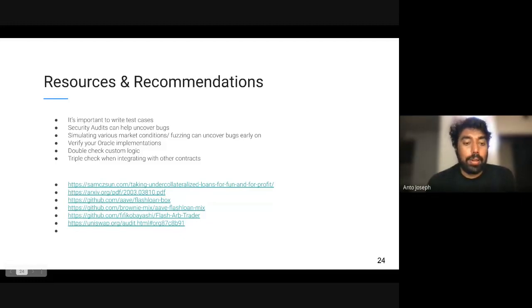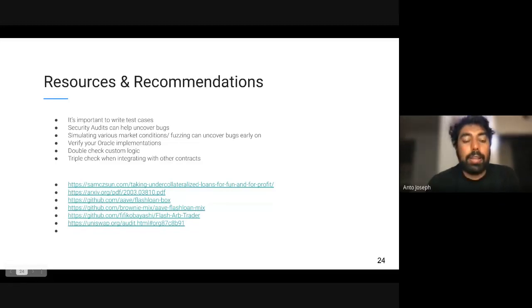We should also verify our Oracle implementations. If you were to just grab your price feed from some on-chain DEXs without any verification of that price feed, it is very likely that the price feed can be manipulated by techniques that were explained earlier. I would certainly recommend reading the blog post that I have linked down below, which goes into much detail about how something like that can be done. Uniswap has this time-weighted average price oracle, I hope I said that right, which aims to mitigate some of this. There is also the audit for that oracle that I have linked down below.